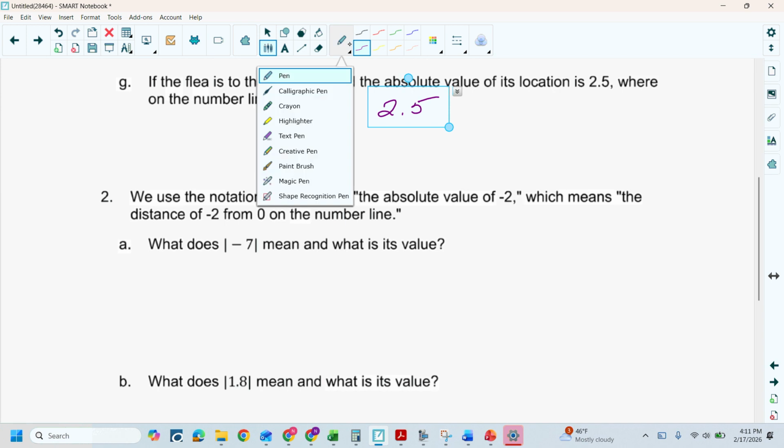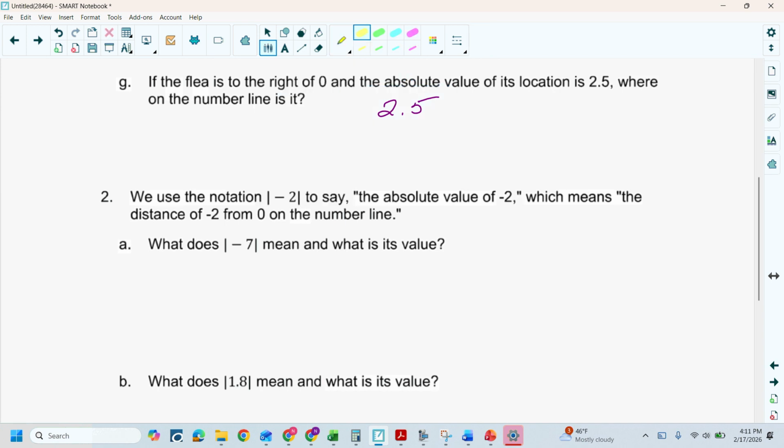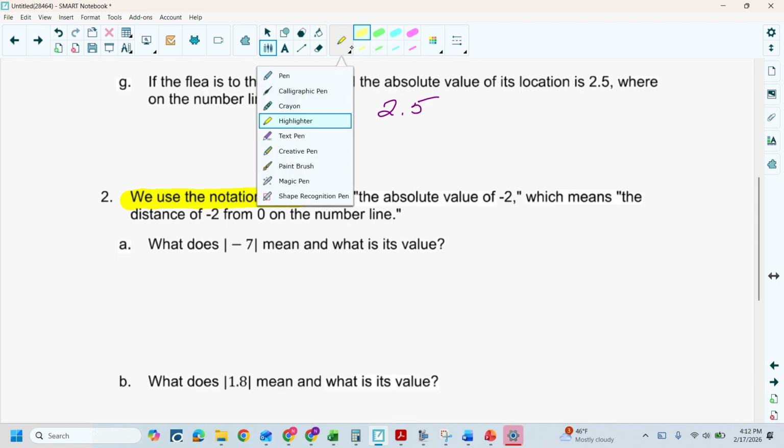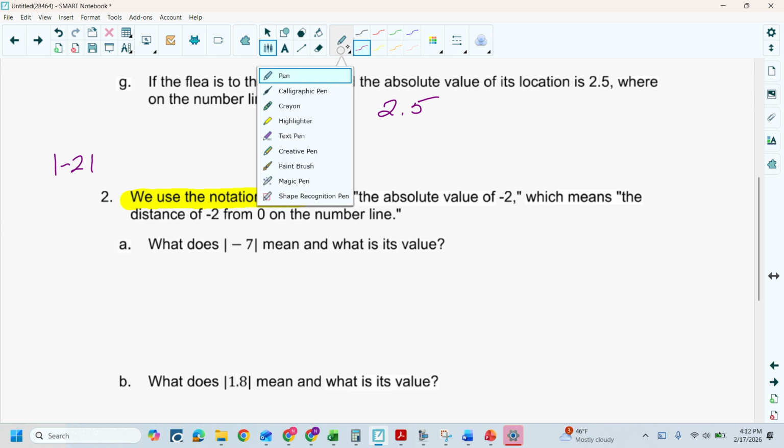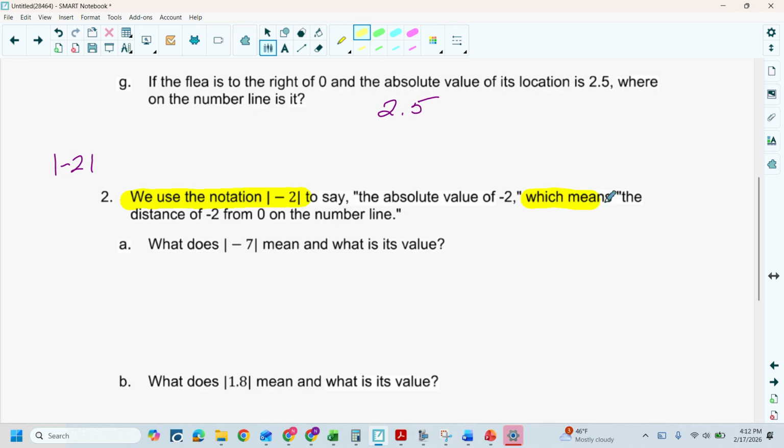Again, some notation. When we actually write this instead of typing it, it's going to look a little funny because none of our handwriting is perfect, especially mine. If I write this, it looks like 1 minus 21, but it's the absolute value of -2. And so we say the absolute value of -2. It means the distance of -2 from 0 on the number line.